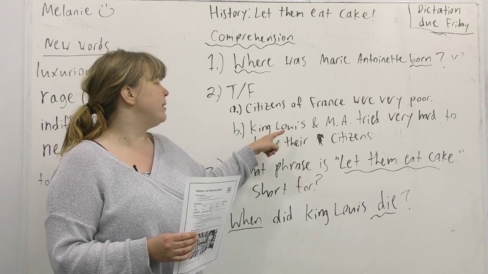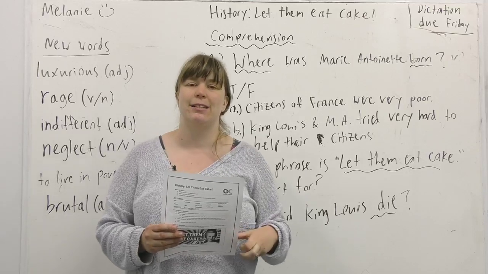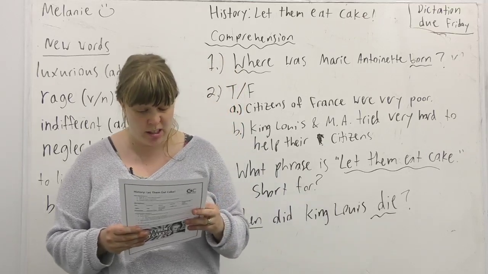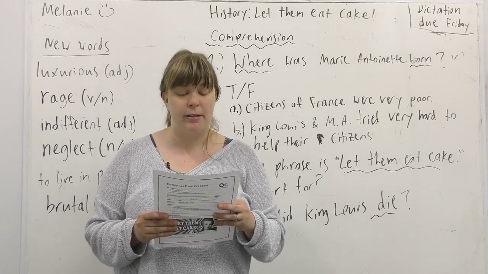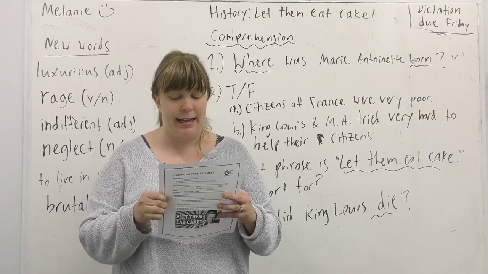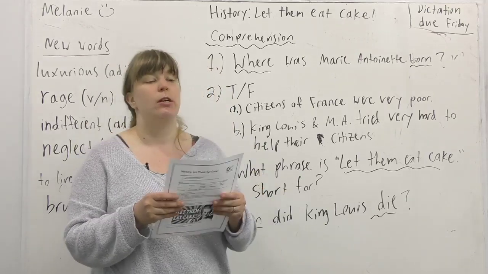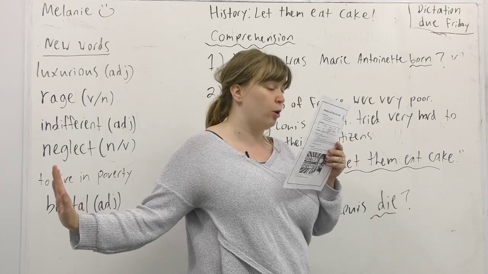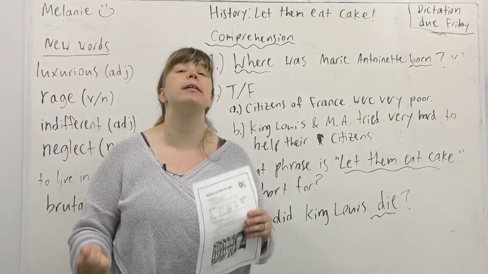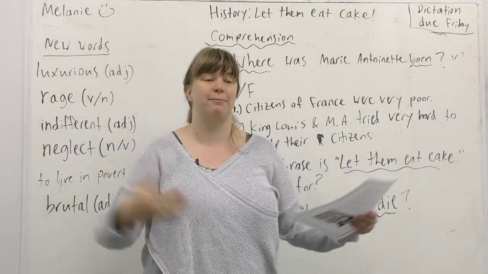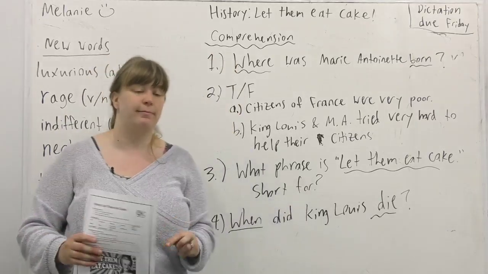B, King Louis and Marie Antoinette tried very hard to help their citizens. Okay, I'll read out the section with this information. It was so difficult that the French population began feeling angry, and they wanted change for the better. King Louis and Marie Antoinette were neglecting their people. Eventually, the citizens' hunger turned to rage, and from this, the French Revolution was born. True or false? Don't delay. Type in your answers now.